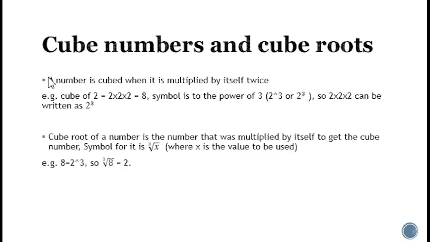The cube root of a number is the number that was multiplied by itself to get the cube number. The symbol for it is cube root of x. So for example, x equals 2 raised to 3, so cube root of 8 is 2. Common application: finding the volume of a cube. For example, a cube has a volume of 1000 cm cubed. To find its length, height, or width, you will know it's 10 because the cube root of 1000 is 10.